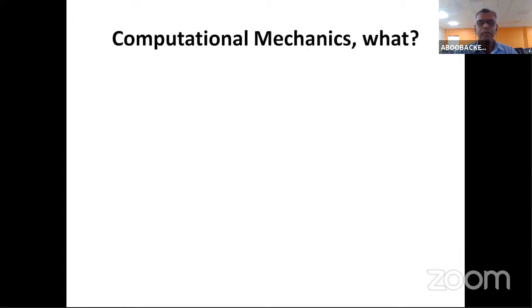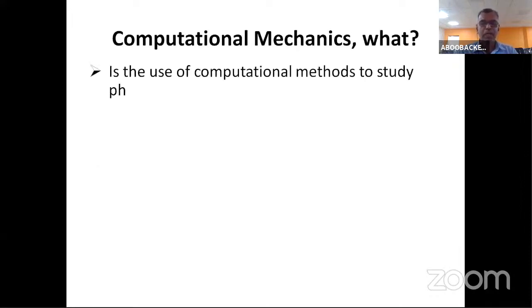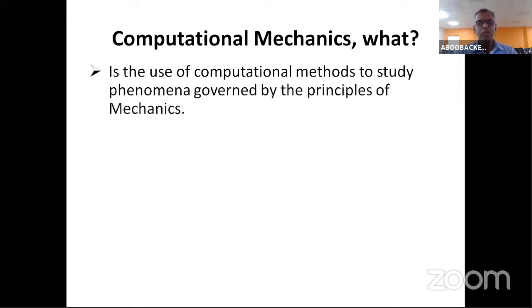Okay, first, computational mechanics. Computational mechanics is the use of computational methods to study phenomena governed by the principles of mechanics. So actually it is a combination of mechanics, computing, and mathematics. These three subjects are required for solving these problems by computational methods.